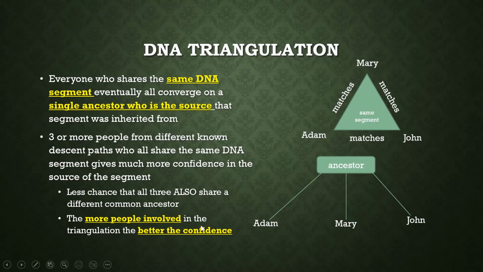If I can find 15 people who all have different ancestral paths back to a single ancestor, then I have very high confidence, because there's very little chance that you have 15 people that all share a second ancestor that they weren't aware of. So this is a process where you're basically just looking for as many matches as you can that all share the same DNA segment, and you can try to find the connection back to that same ancestor.